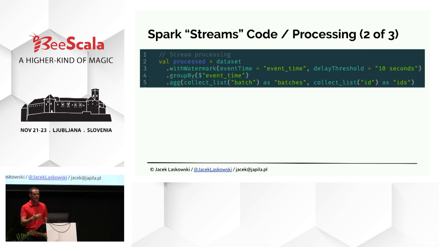Then you say, hey, take this data set of records, and watermark is a way of expressing late records, or what's the meaning of lateness for this stream. You group by event time, and then you apply two aggregations at the same time: collect list and collect list by ID. So first collect list is by batches, and another collect list is by IDs, okay?